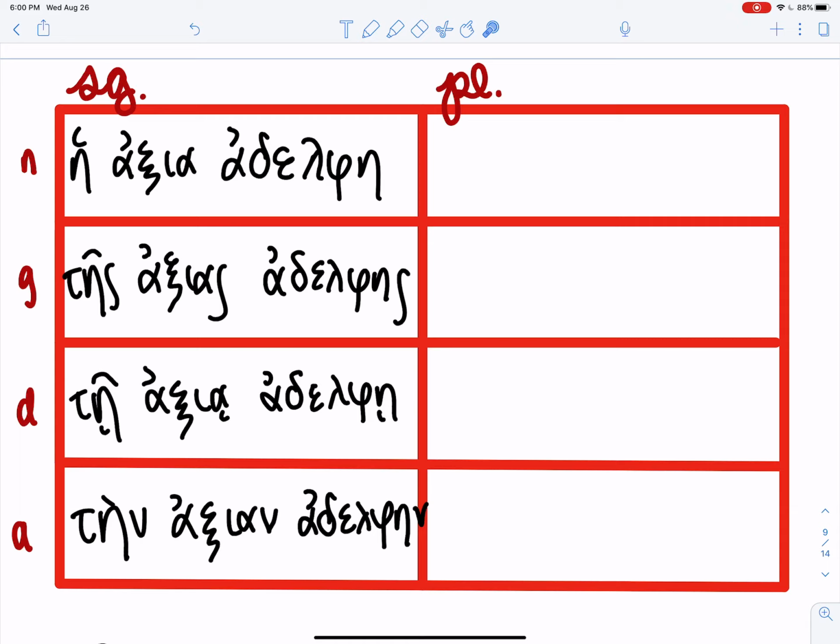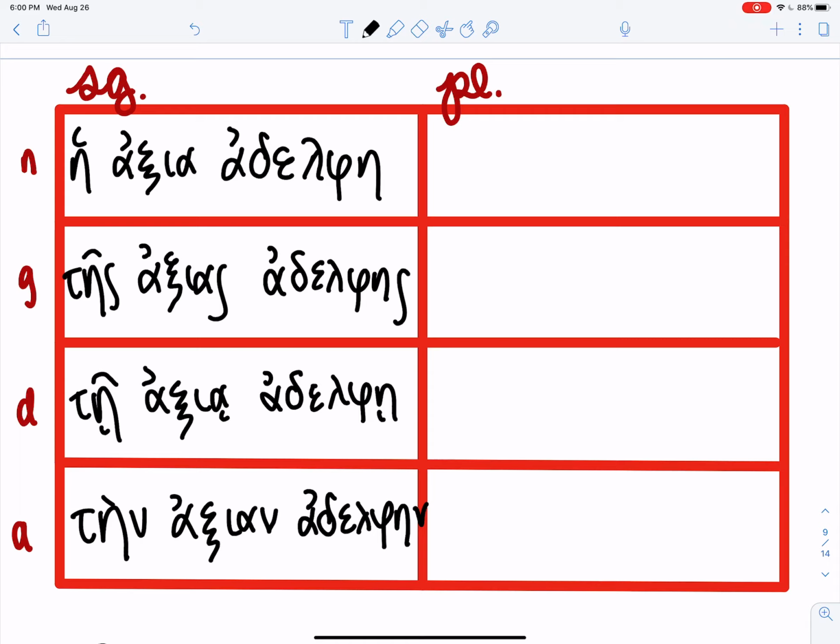And so I really recommend, and I know it's hard, that you decline this as a whole thing rather than hey first, then oxia, then adelphae. Do hey, oxia, adelphae. If that doesn't make sense, reach out to me.